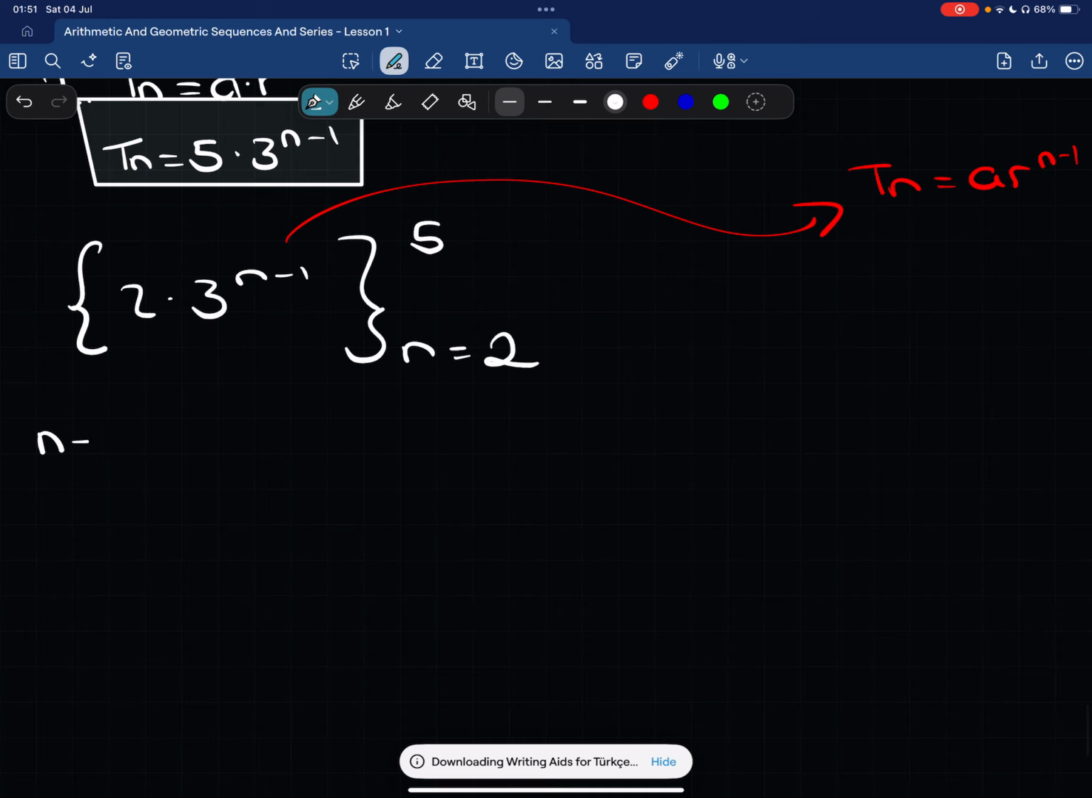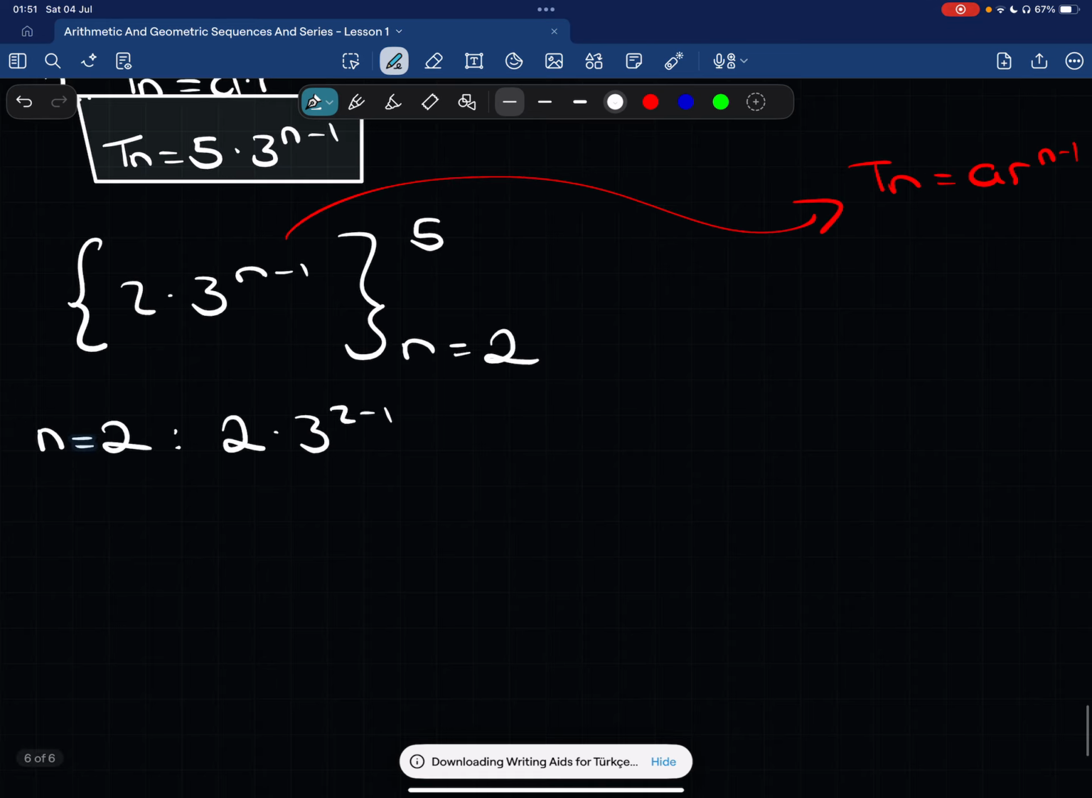So when n is equal to 2, then we have 2 times 3 to the power of 2 minus 1, which is equal to 2 multiplied by 3 all to the power of 1. And we know anything to the power of 1 is that number itself. So that's just 2 times 3, which is 6.